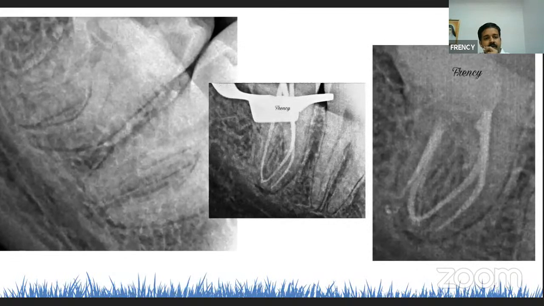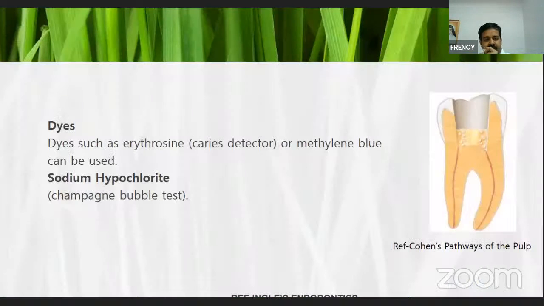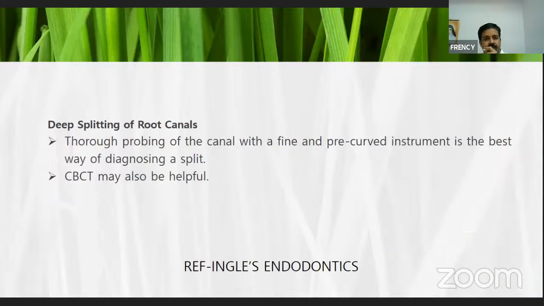So dyes like methylene blue can be used to detect the additional canal. If it is a vital pulp, it is very useful. After removing the pulp from the main canal, you can dye the pulp chamber and look for additional canals like MB2. Then fill the pulp chamber with hypochlorite. And if you are seeing some bubbling from the orifice, you can detect the additional canal, especially it is very useful if you are having magnification.